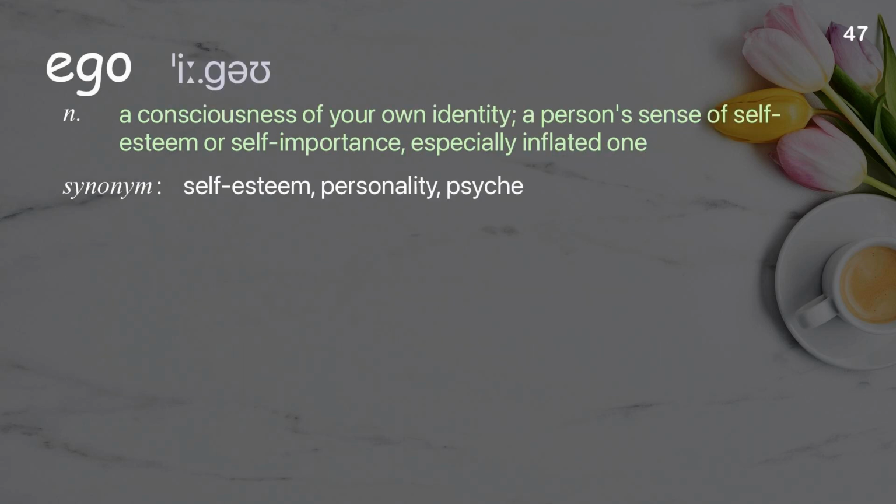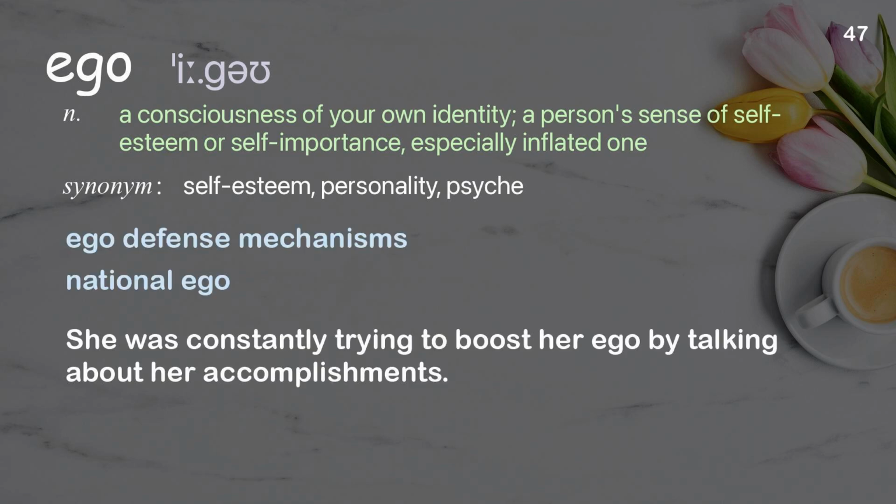Ego. A consciousness of your own identity, a person's sense of self-esteem or self-importance, especially inflated one. Examples: Ego defense mechanisms. National ego. She was constantly trying to boost her ego by talking about her accomplishments.